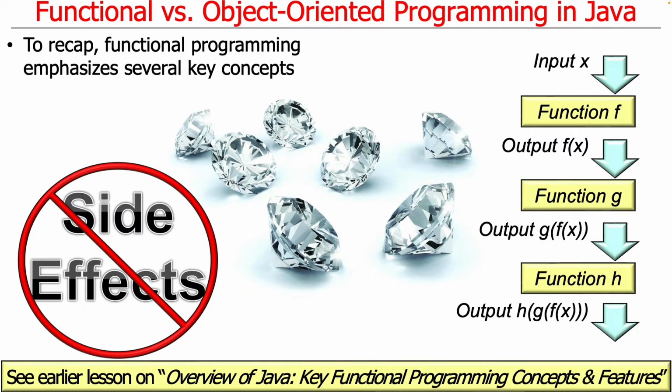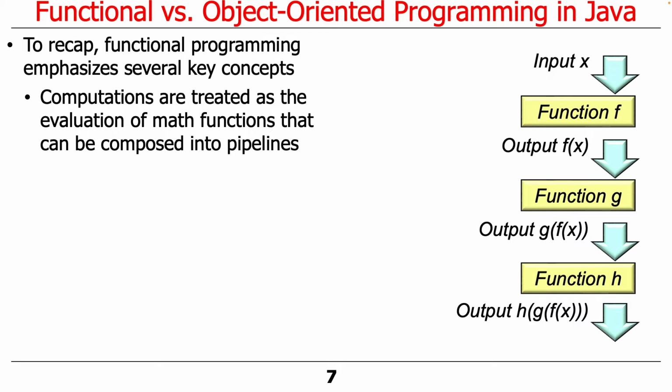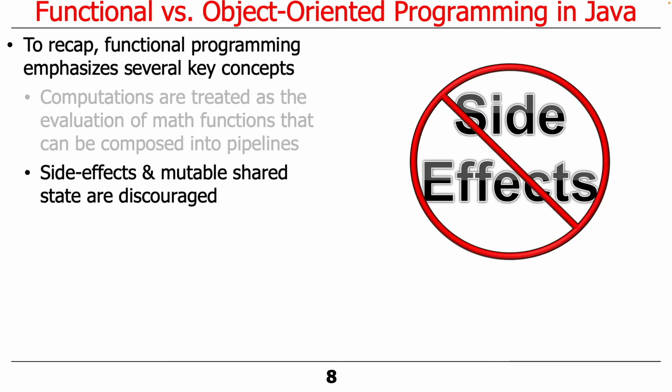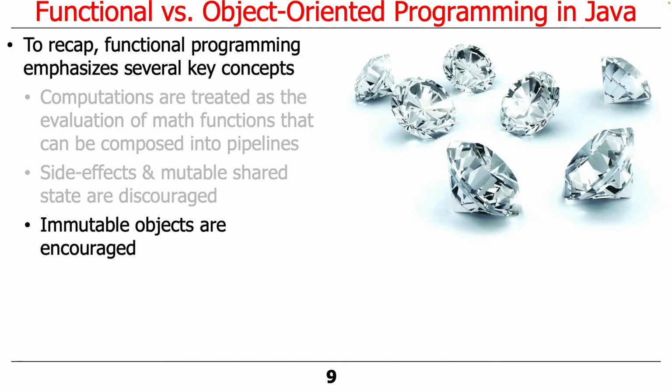So let's start with a recap of what we've covered so far. Functional programming emphasizes several key concepts. For example, it treats computations as the evaluation of math functions that can be composed together into pipelines of operations. It also discourages side effects and the use of mutable shared state, particularly in concurrent and parallel programs. And finally, it encourages the use of immutable objects that can't change their state once they're initialized.